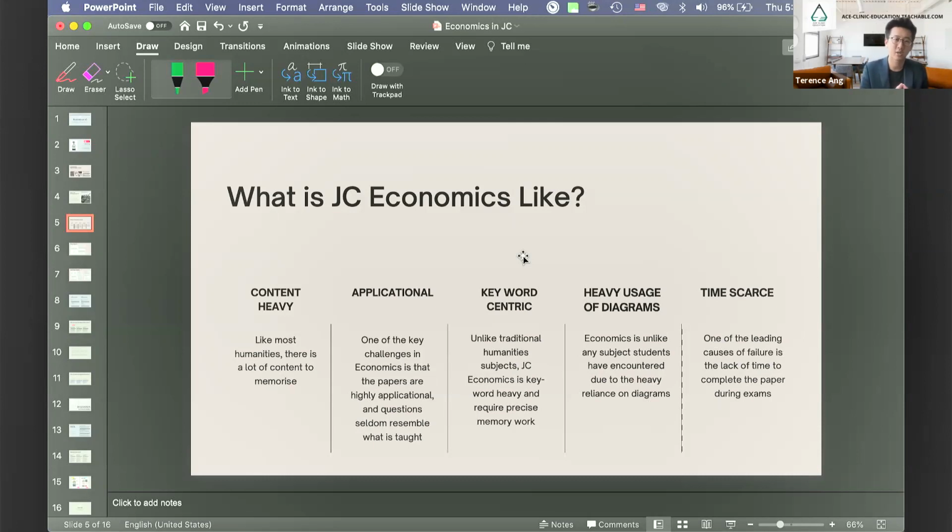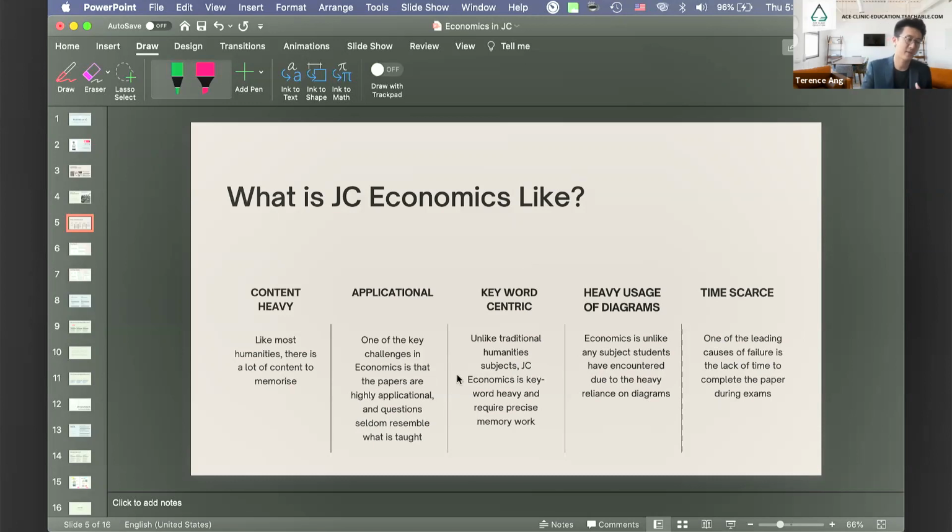So it's very applicational. It's very unlike any other humanities that you probably have seen up to this juncture, meaning if you compare it with history, with geography, with social studies, it's a completely different animal entirely. The third feature is that it's very keyword centric.